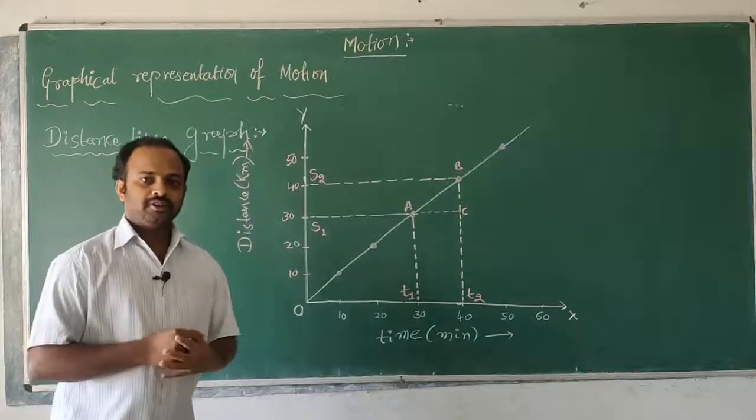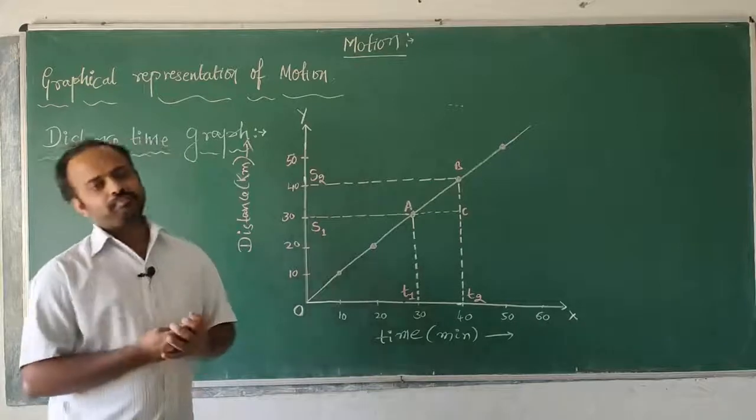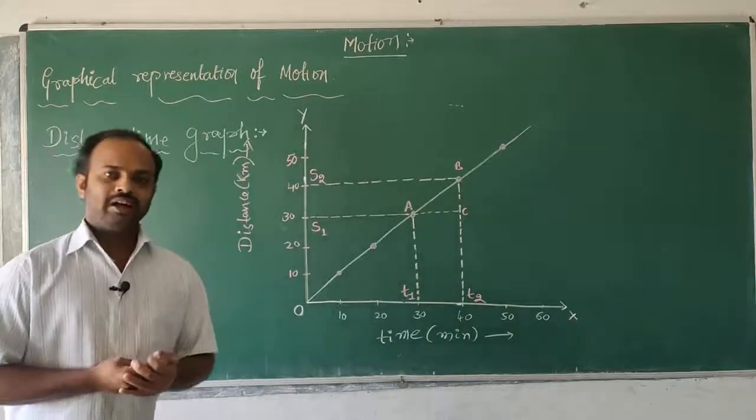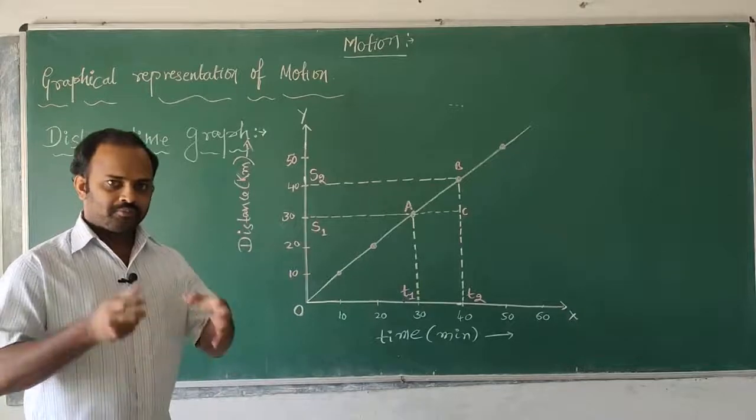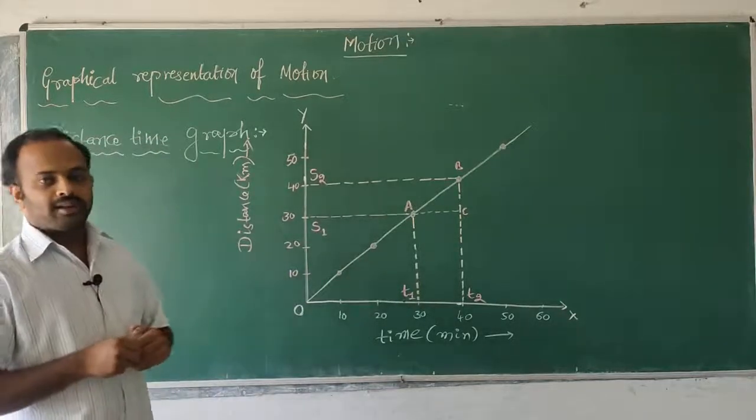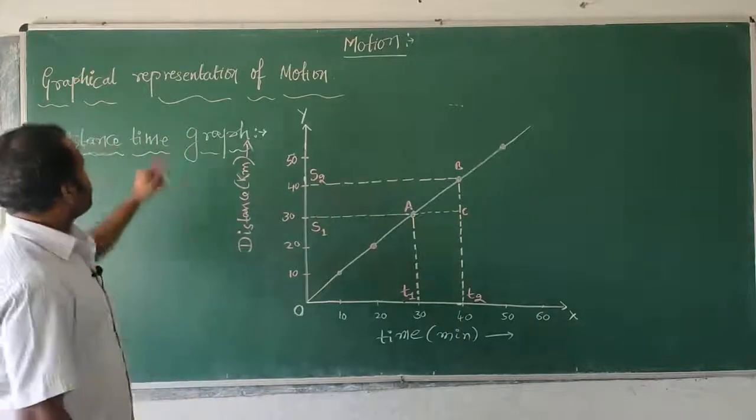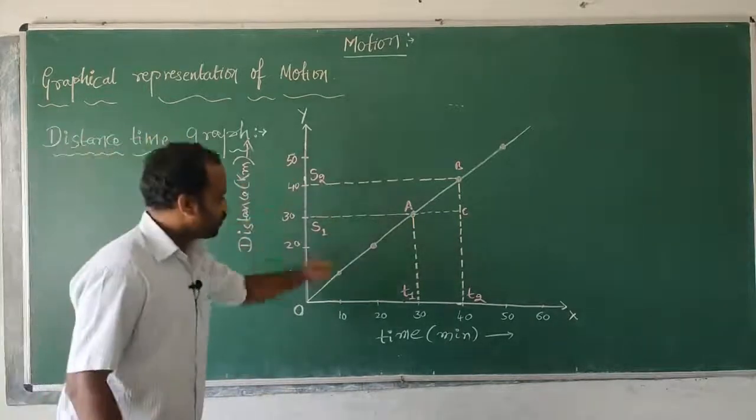What is motion first? Motion is change of distance or change of position with respect to time. If any object changes its position with respect to time, then it is called motion. That motion we can represent in the form of a graph.